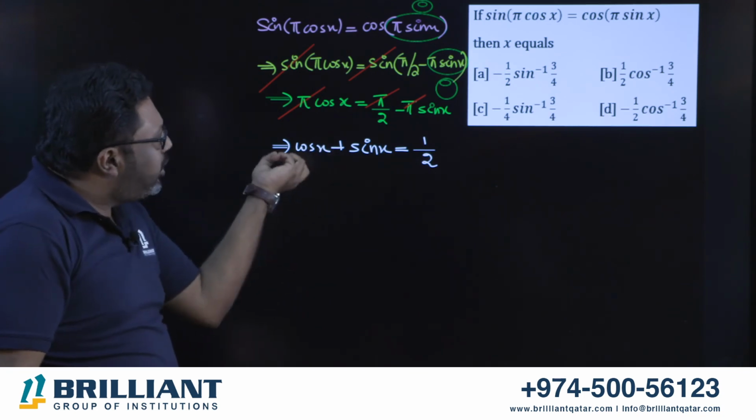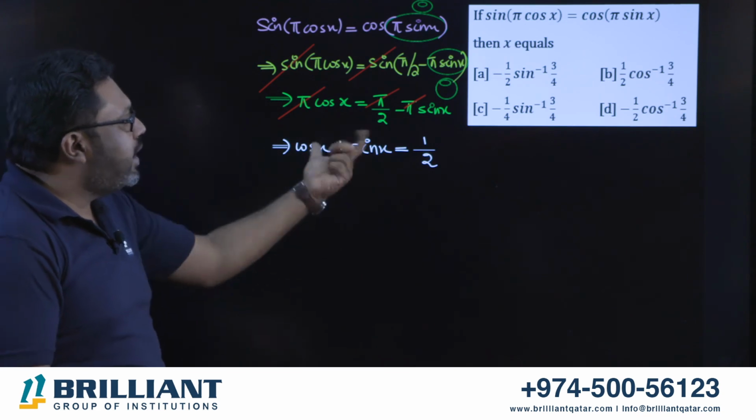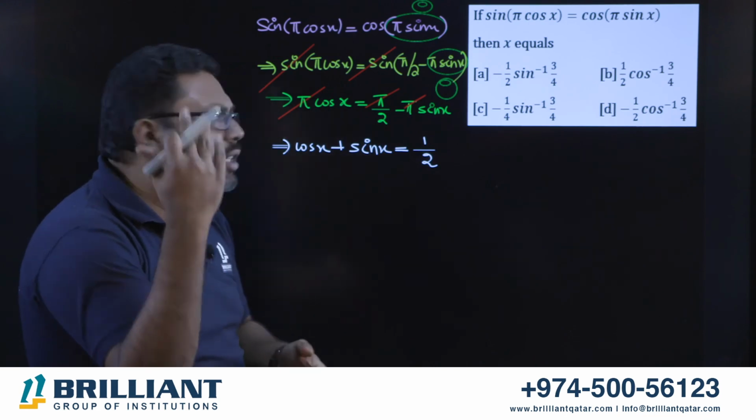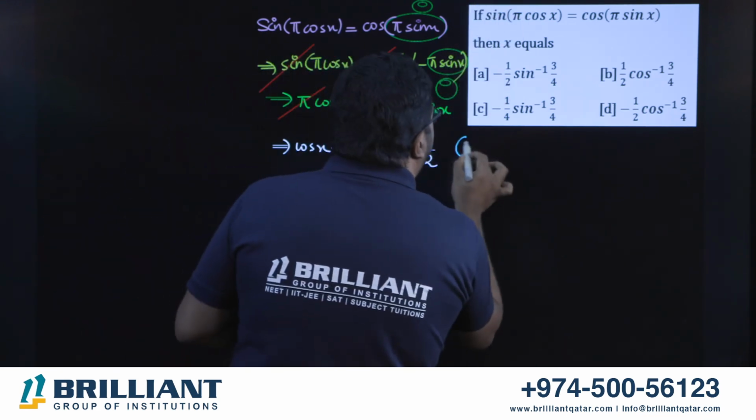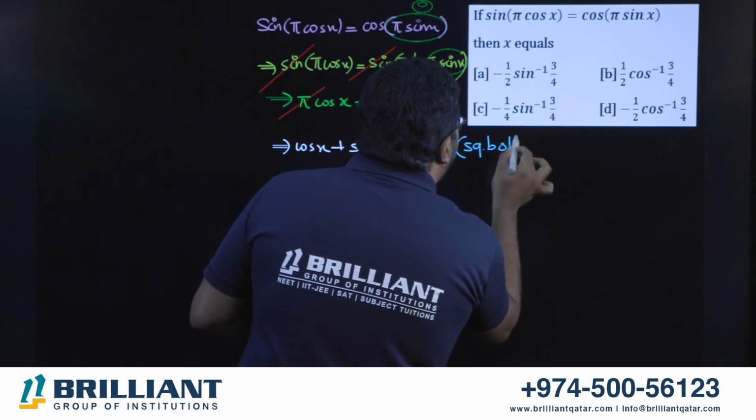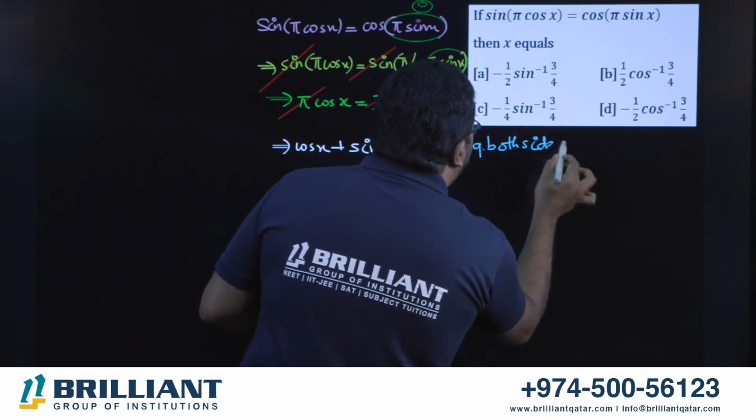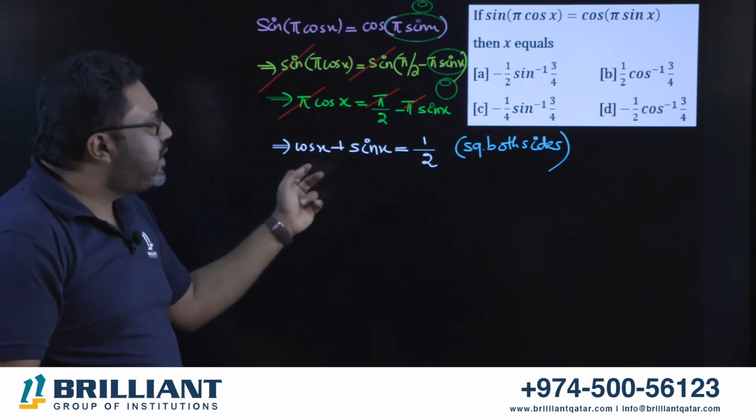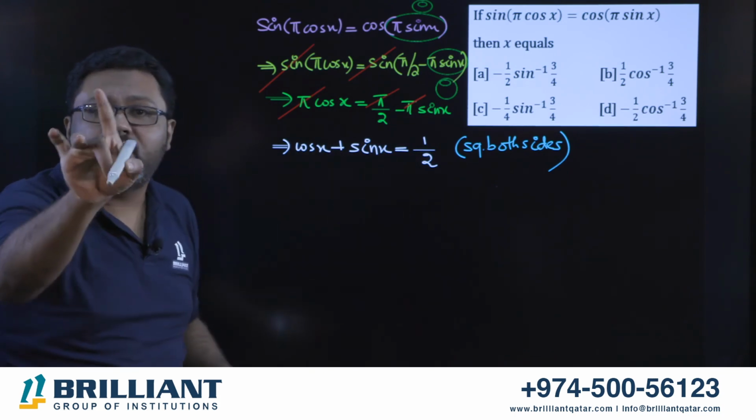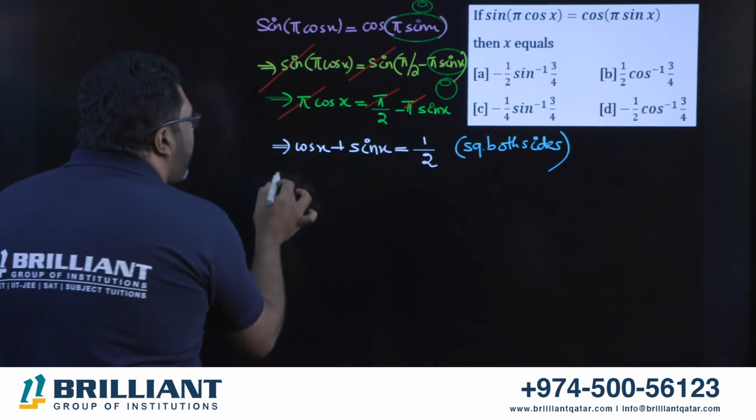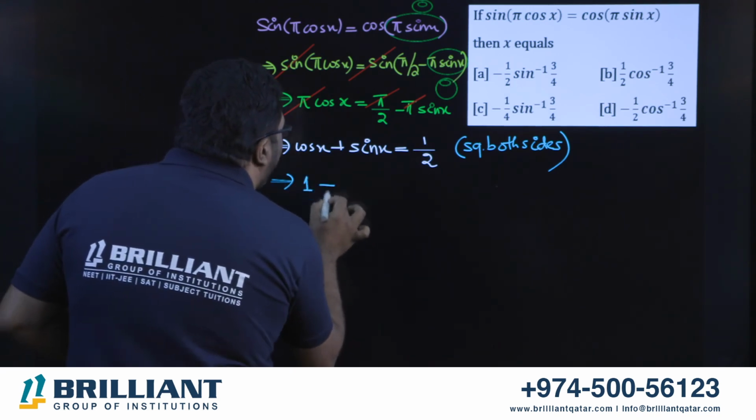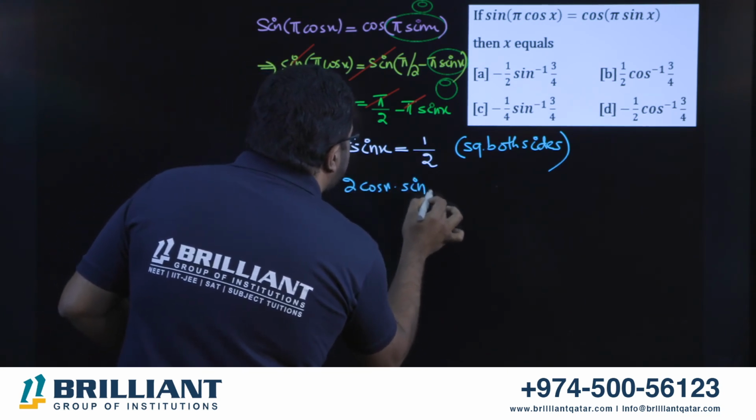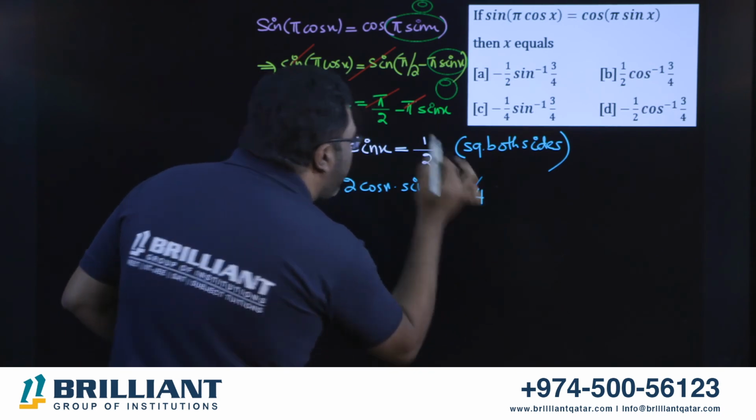Whenever you have such an expression of cos x plus sin x or cos x minus sin x is equal to something, use the 11th standard technique: square both sides. You have done this in 10th standard also. When you square both sides, a plus b squared is going to be a squared plus b squared, which is cos squared plus sin squared, which is 1. 10th standard value. Cos squared plus sin squared is 1. So 1 plus 2 cos x sin x is equal to 1 by 4.